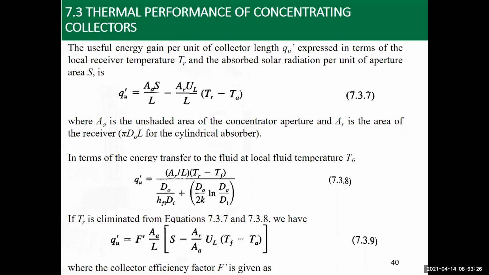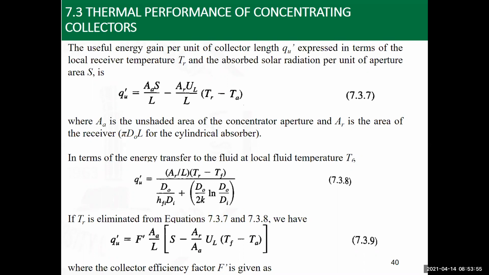And this leads us, similar to what we have done earlier with the flat plate collector, to the expression of the useful heat transfer rate. The first term on the right-hand side of the equation is the energy absorbed by the receiver. The second term is the energy losses from the receiver to the outside air by convection and radiation. AA is the shaded area of the concentrator.